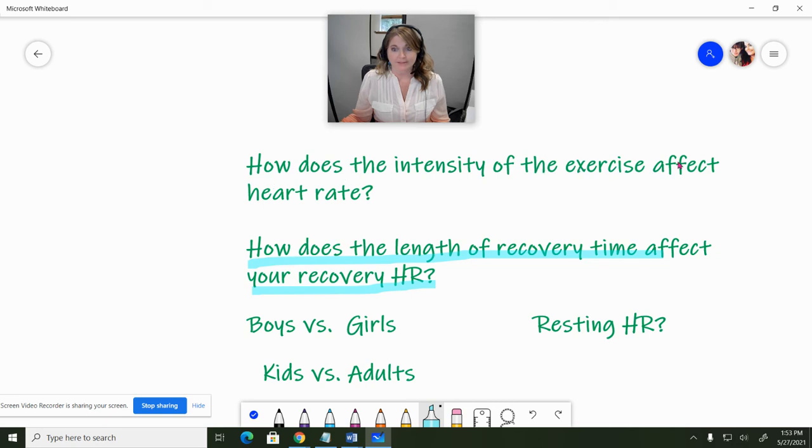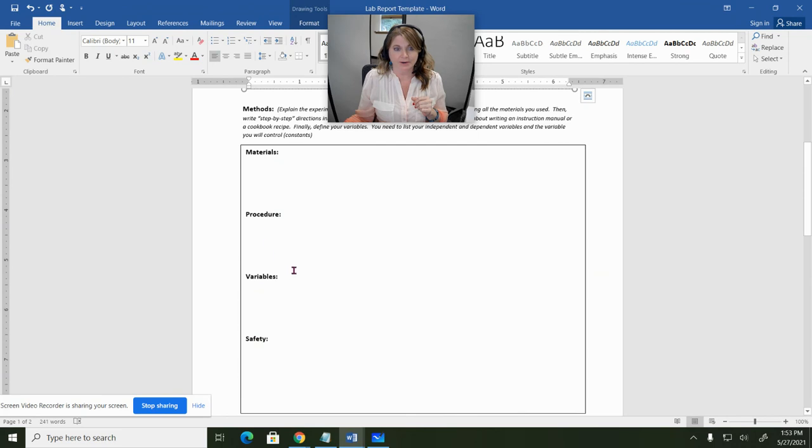The intensity of the exercise, how does it affect your heart rate? Again, you want to make sure you do the same, like if you're doing running in place, do running in place for all of them. Don't do running in place and then do burpees, because you don't want to change the type of exercise. That's going to be something that might have an effect on the outcome. So you want to keep everything else the same except for the one thing that you are testing for. Those things are called your constants, the things that stay the same. So that's what goes here.